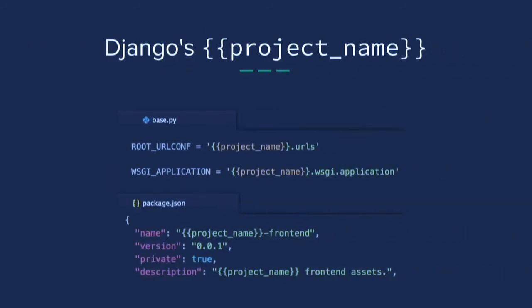And also, something we use a lot, in the same idea, in the start project command, is that we have the project name available in the template context. So we can use this anywhere that we need, like in the base settings files or in the package.json, and we use it in proc files and in many different files. And this is the same idea that Django uses with its project template.